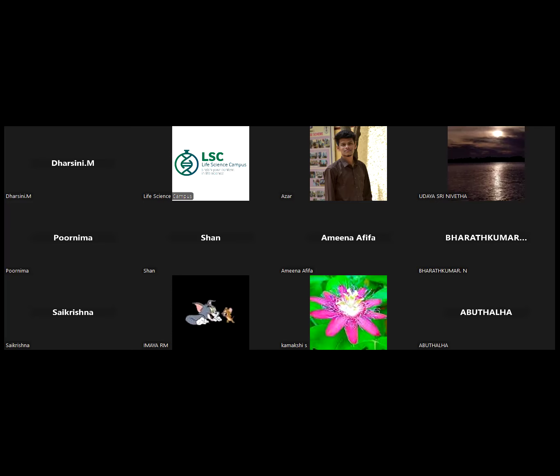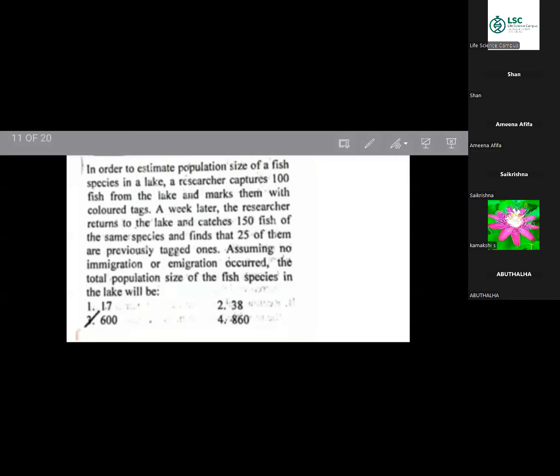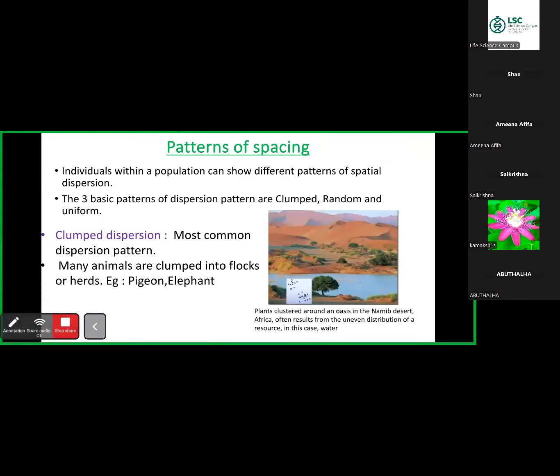So now we are moving to patterns of spacing. In a population, individuals can show different kinds of dispersion pattern. Patterns of spacing means their arrangement. They can show different kinds of dispersion pattern. Can you see the screen? Yes. So there are 3 basic patterns of dispersion, that is clumped, random, and uniform.